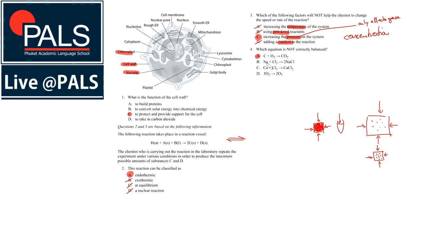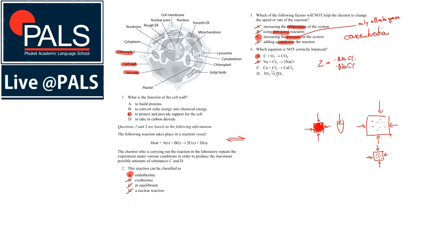Let's quickly check the other ones here. Na, so we have 1 Na here, Cl2, 2 chlorine atoms, gives 2 NaCl. So 2 NaCl means 2 times NaCl. We can see when we have 2 times NaCl, we have 2 Na and 2 Cl. However, on the reactant side, we have only 1 Na. So to balance that, we would have to add a 2 in front. So this is not balanced.